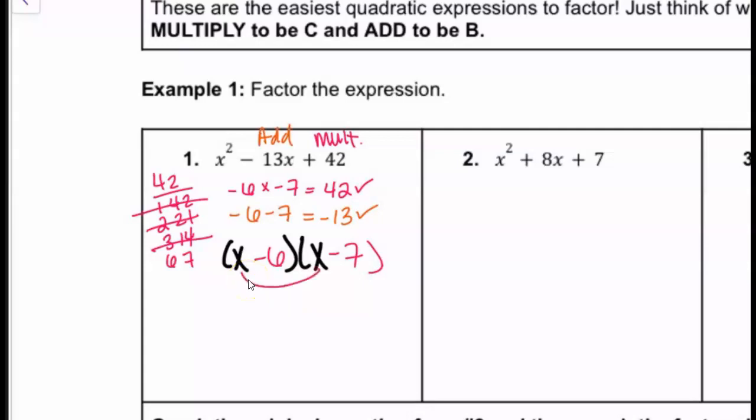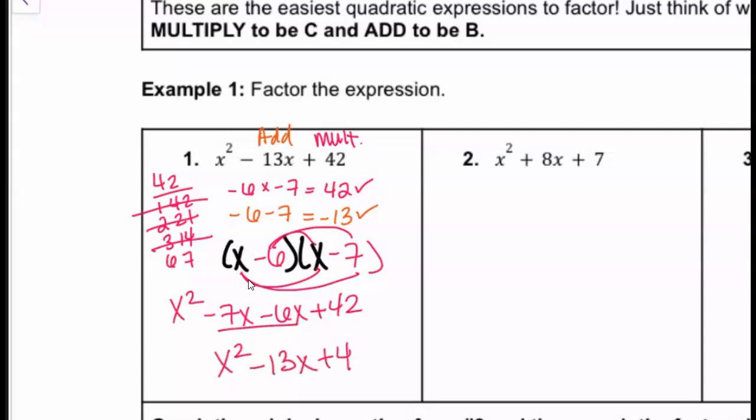Notice if I do x times x, you get x squared. x times negative 7 is negative 7x. Negative 6 times x is negative 6x. Negative 6 times negative 7 is positive 42. Combine like terms, and you get x squared minus 13x plus 42. You get the original expression, which is how you can check your answers. If, when you multiply it out, it gives you the original expression, you have factored correctly.